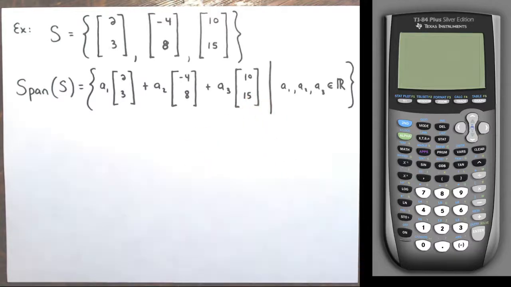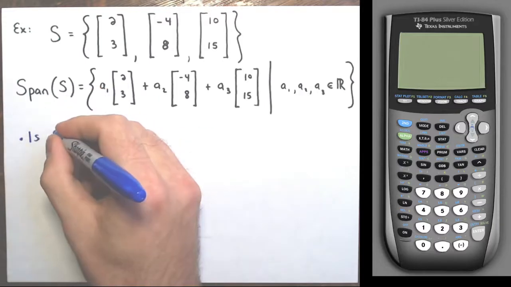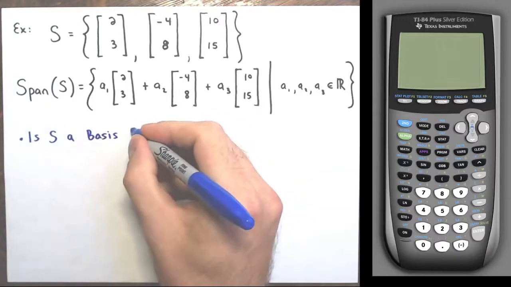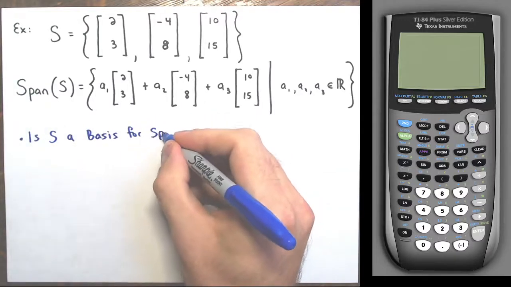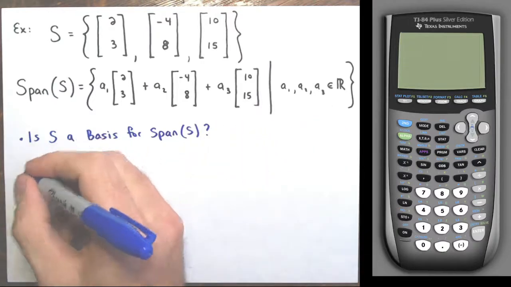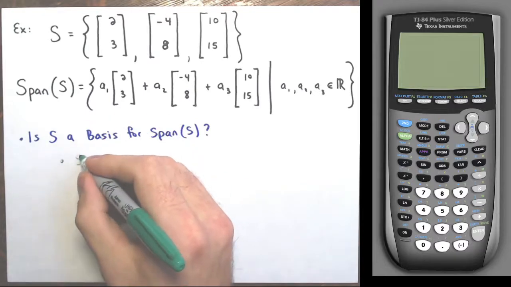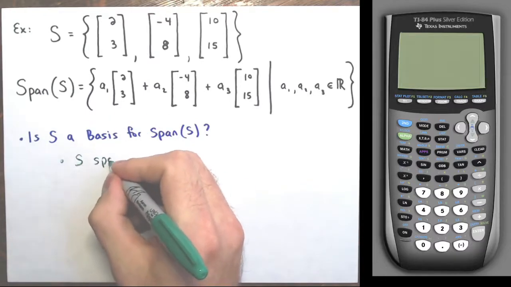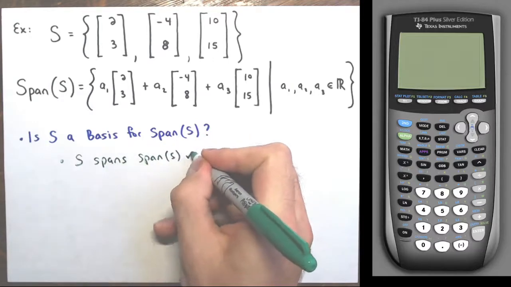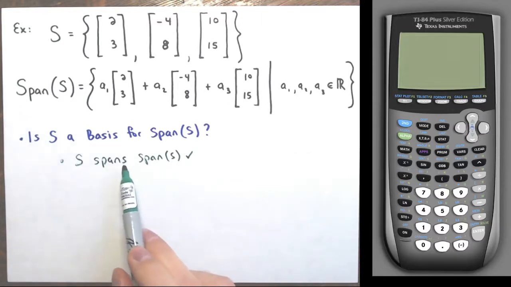And the question again is, is S a basis for the span of S? Now again, obviously the first condition is fine. S by definition spans the span of S, so I don't need to check that. By definition, every vector in the span of S is a linear combination of the vectors of S.